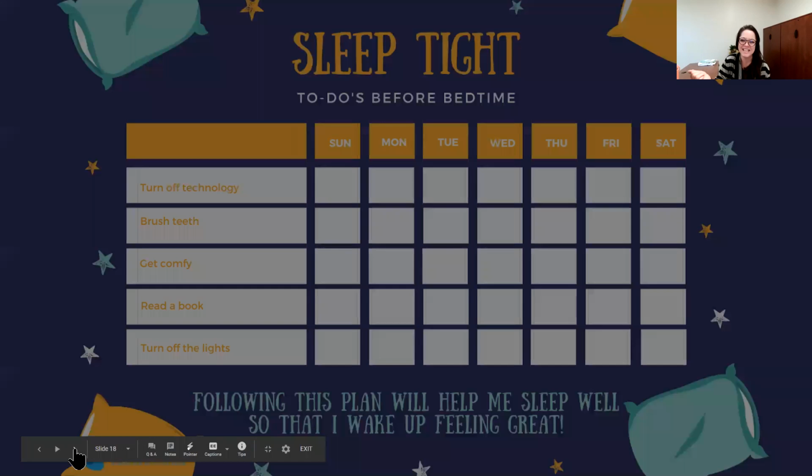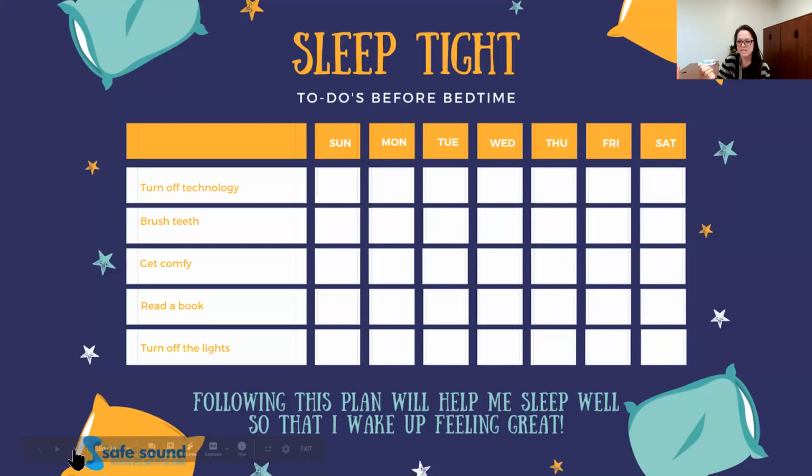And then I have a second one. This one has a different visual aspect to it. But again, I put some ideas in there for examples, and then there'll be a second slide where you can fill in the steps that are important for you and your child, your family.